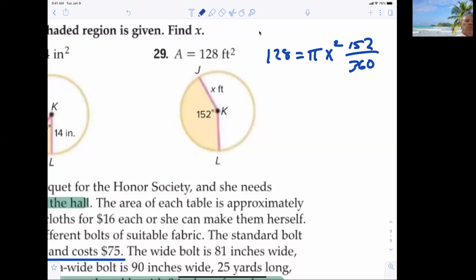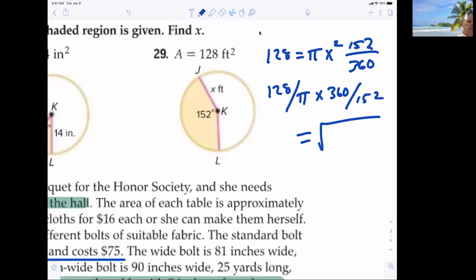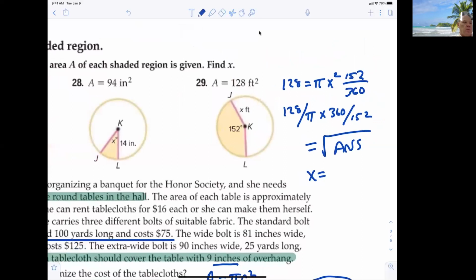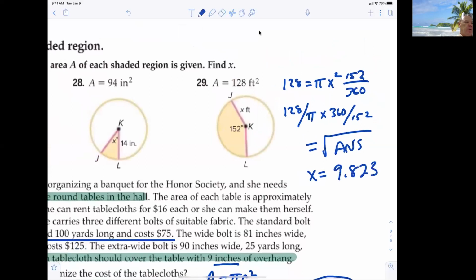So now, if you can write that, then you just work backwards. So everybody on your calculator would do 128 divided by pi times 360 divided by 152 equals, and then what? Square root of the answer. Does that make sense? Yeah. Just working backwards. And then what do we get for x? What's the radius? About 9.823, someone's telling me. Anybody have any issues with that?